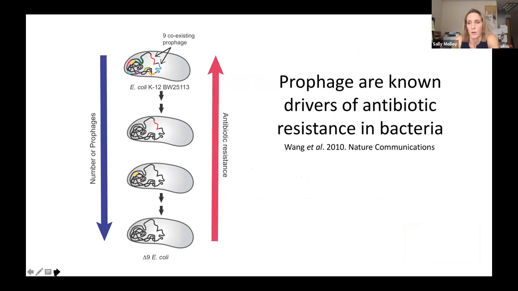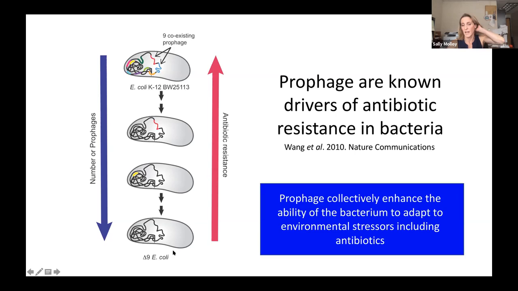So prophage are known drivers of antibiotic resistance in bacteria. And Wang showed in E. coli that removal of 9 coexisting prophage impacted the bacterium's ability to form biofilms, but also respond to various environmental stressors, including antibiotics. In fact, each of the prophage contributed in a different way to antibiotic resistance. And so these prophage collectively enhance the ability of the bacterium to adapt to environmental stressors, including antibiotics.